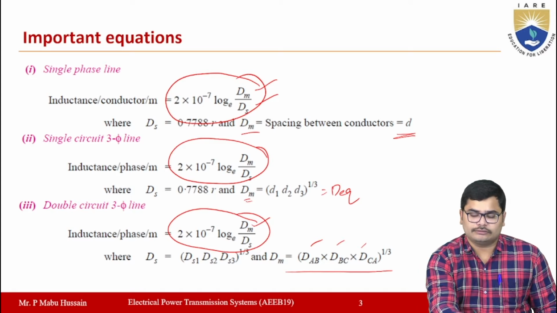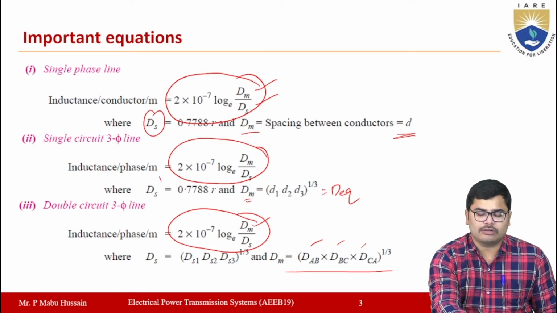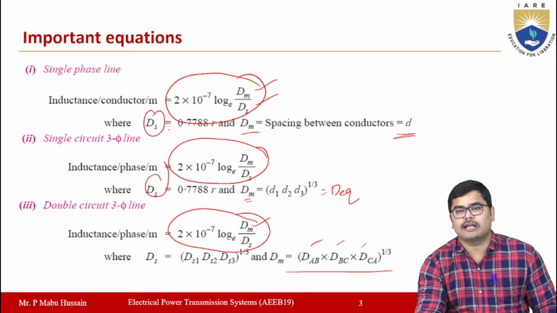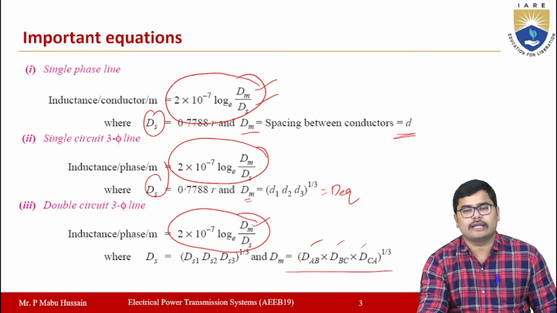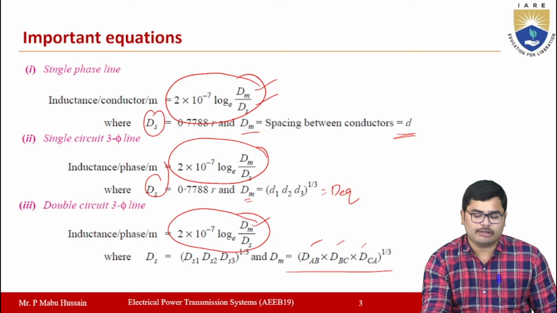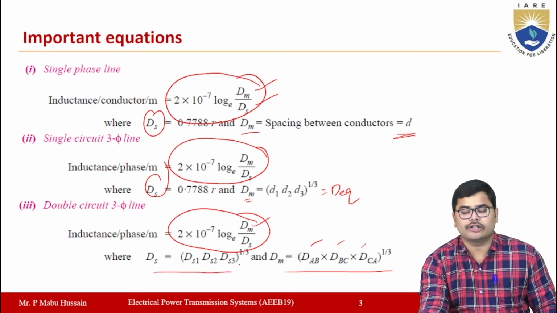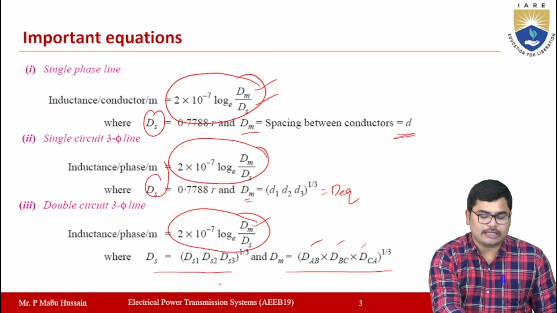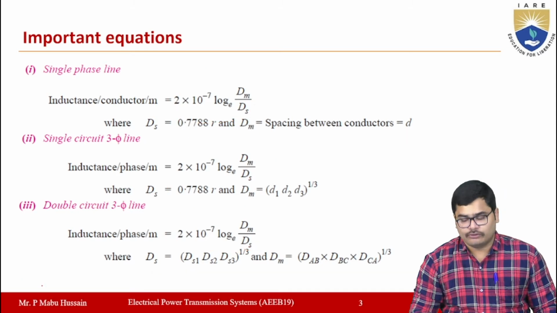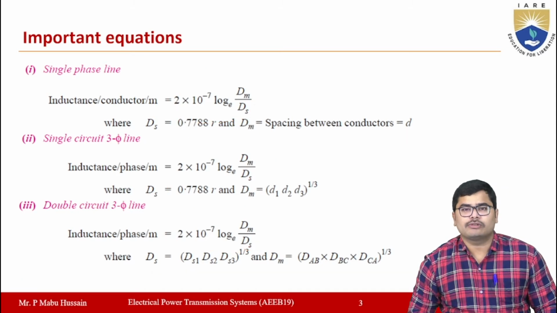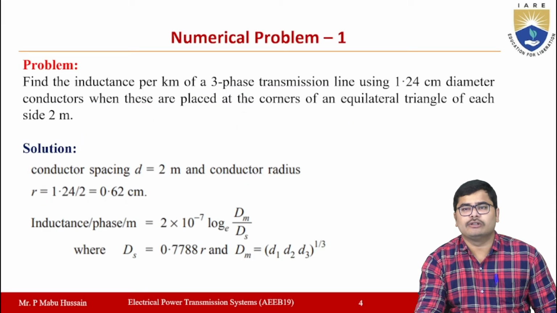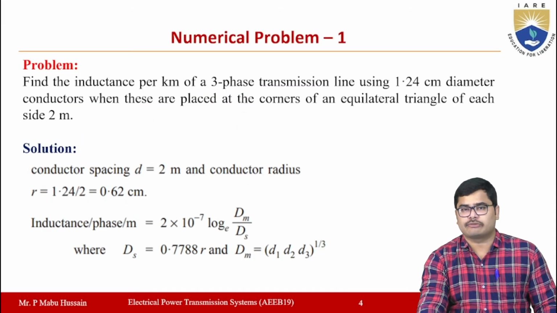Okay. On the Ds value, if you observe, the Ds for a single phase transmission line as well as a single circuit 3-phase transmission line will be the same, 0.7788 times the R value. And for a double circuit transmission line, this will be equal to (Ds1 × Ds2 × Ds3)^(1/3). Ds1, Ds2, Ds3 are the self GMDs of the conductors in each section, if you consider a transposed transmission line system. Okay. So now let us see the problems for a double circuit as well as a single circuit transmission line here.